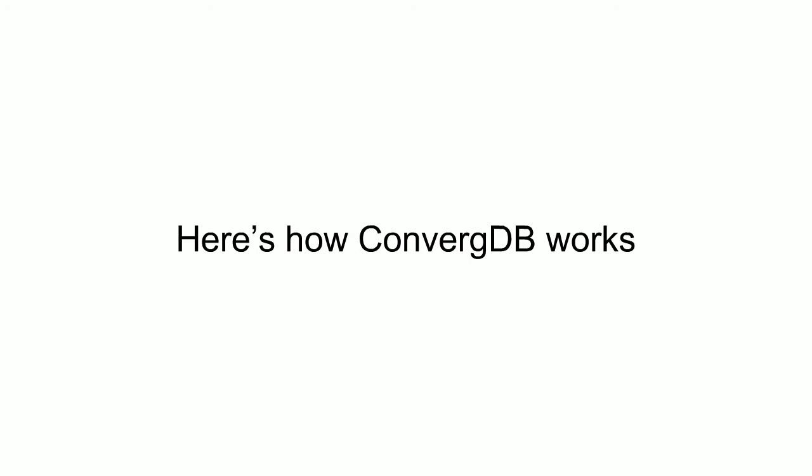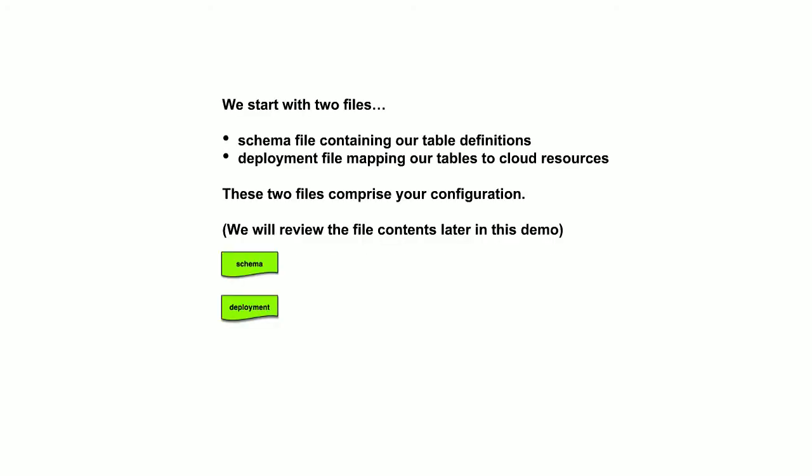So here's how ConvergDB works. We start with 2 files. The first is a schema file containing our table definitions, and the second is a deployment file mapping our tables to the cloud resources. These 2 files comprise what we call your ConvergDB configuration. We will review the file contents a bit later in this demo.